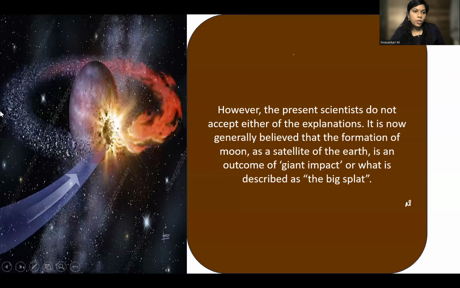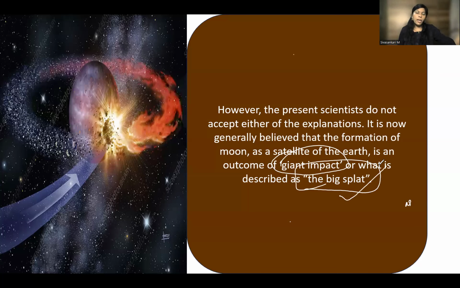This is otherwise called the giant impact theory or the Big Splat theory. So this is the name. Like Big Bang, Big Splat was a theory given for the formation of the moon. See the figure which I have added on the side. For your understanding, I am giving the figures also.